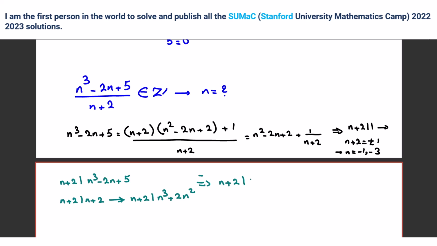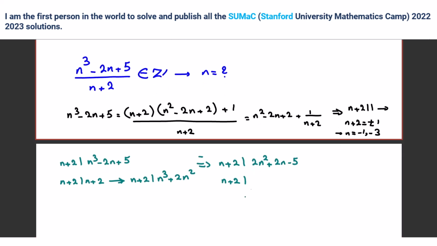Minus 2n squared minus 2n plus 5. Yeah, so this minus this. Both of them are correct. 2n squared plus 2n minus 5, right? Yes. So we could get rid of n cubed, then n squared, then n, and reach a number. Then n plus 2 divides what? Divides 2n squared plus 4n.